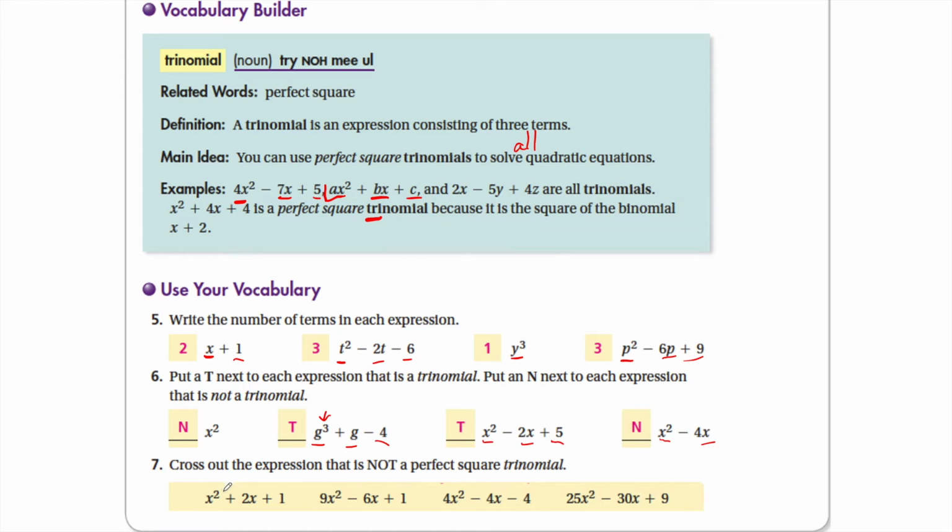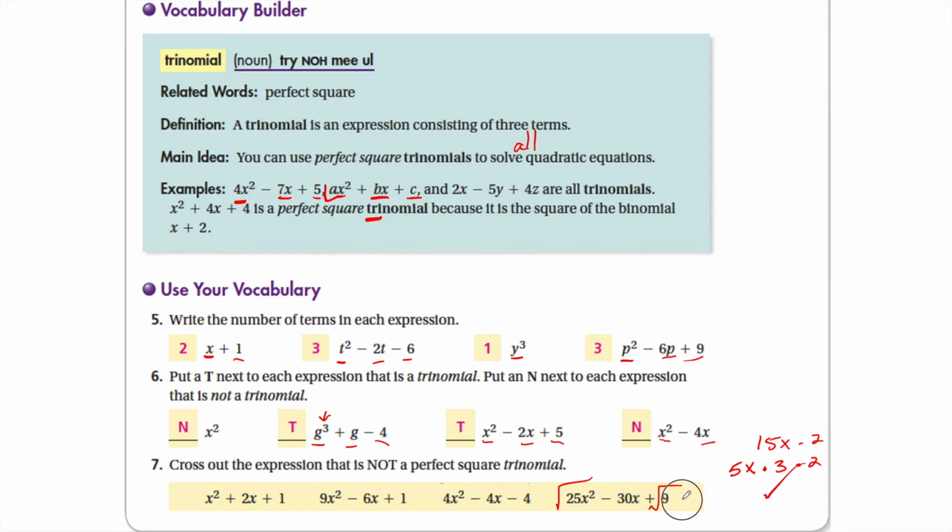Cross out the expression that is not a perfect square trinomial. In order for you to be able to figure out if it's a perfect square trinomial or not, you take the square root of both ends and you multiply them together, and then you multiply it by 2. So essentially, in the very last portion, you have a 5x that has to multiply by a 3, and we have to multiply it by 2. And if we do 5x times 3, that gives you 15x. And if we multiply it by 2, you'll get the 30x, which means that this is a perfect square trinomial.